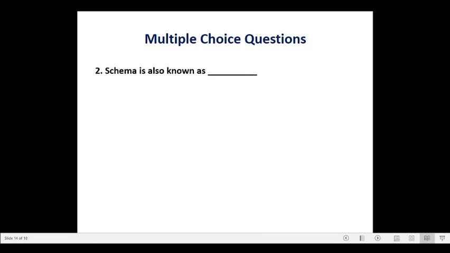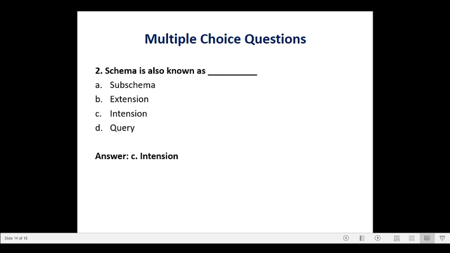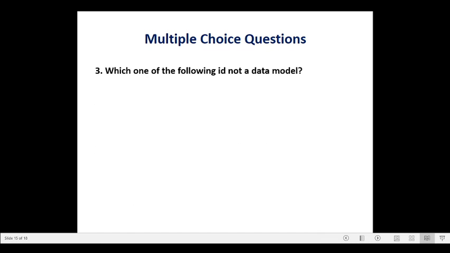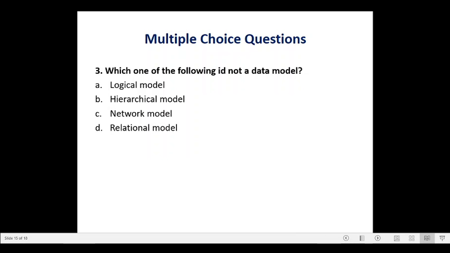Now let's look into the next question. Schema is also known as query, subschema, extension and intention. Yes, the answer is intention. Now, which one of the following is not a data model? Logical model, hierarchical model, network model, relational model. So we know that hierarchical, network, relational and object-oriented are data models. So the answer is logical model.